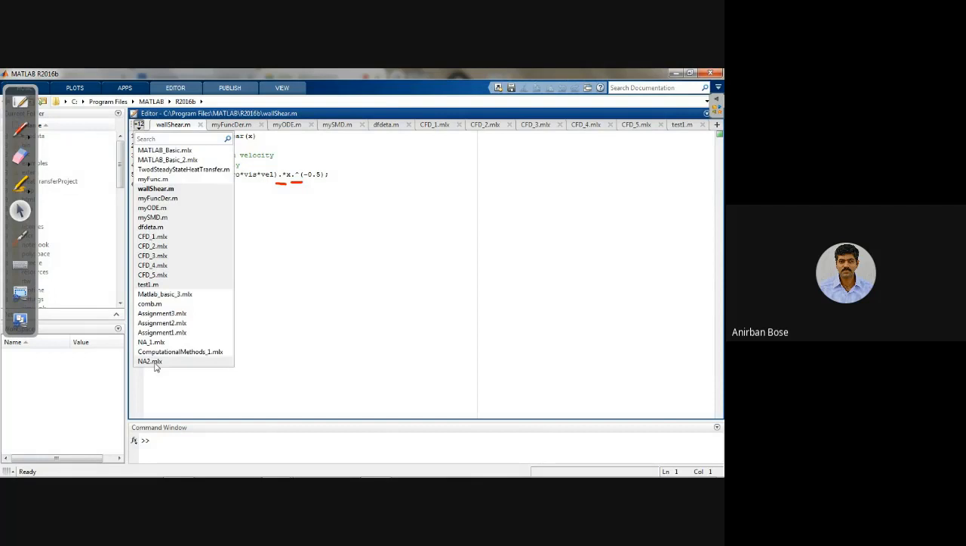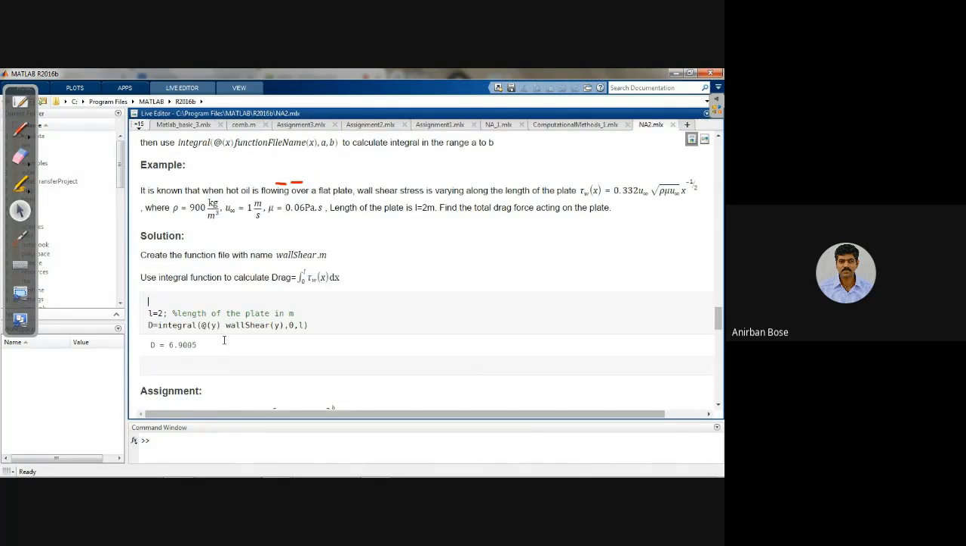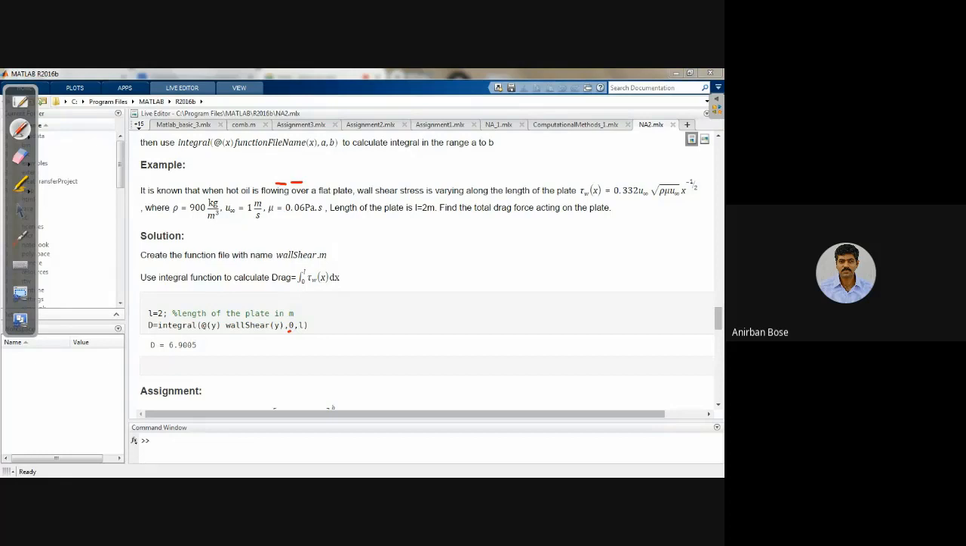Then finally you have to give the range. X will go from 0 to L. L we have already defined as 2. So it will take all these values, and if you press enter, it will automatically calculate what is the total drag. It is coming 6.9.